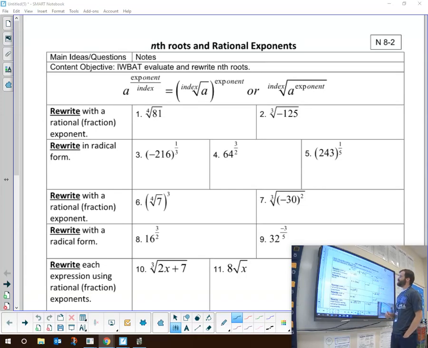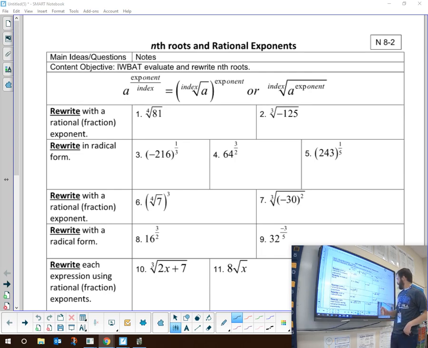Hey guys, today we are talking about what happens when we have rational exponents. Now, rational is just a fancy word for a fraction, and so it's pretty much asking what happens whenever we have a fraction as an exponent. Well, the answer to that is whenever you have a fraction as an exponent, it creates a root.